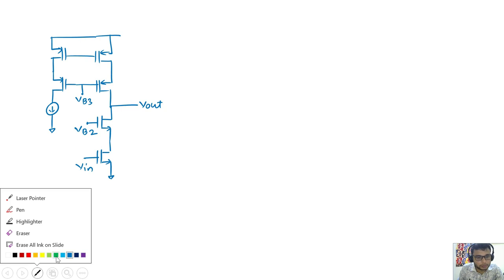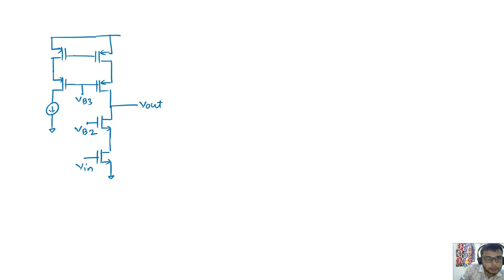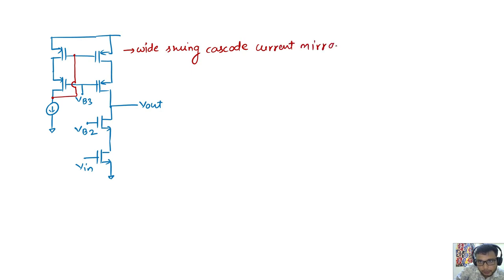So there are two ways of its biasing. This is the one way of its biasing. This way we can bias it. This is called wide swing cascode. Wide swing cascode, current mirror as a load. So you can read about it, current mirror load.